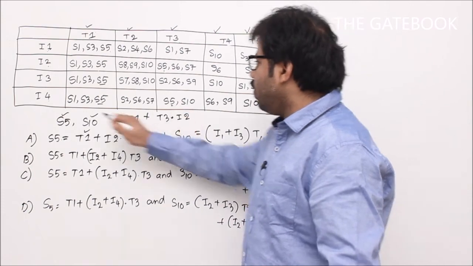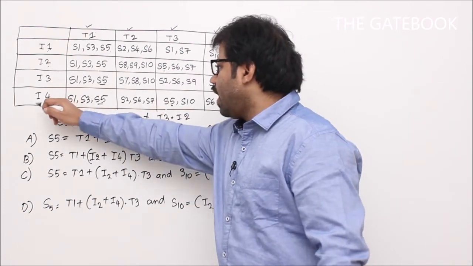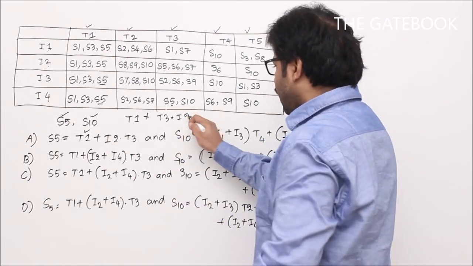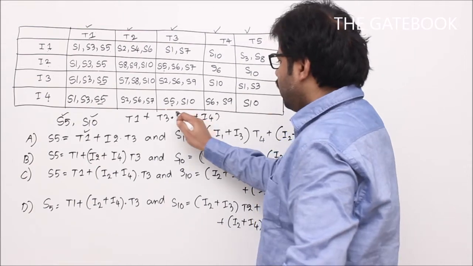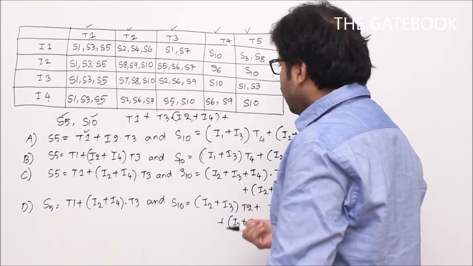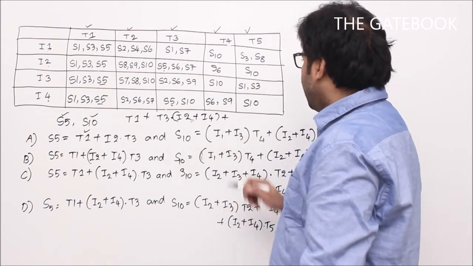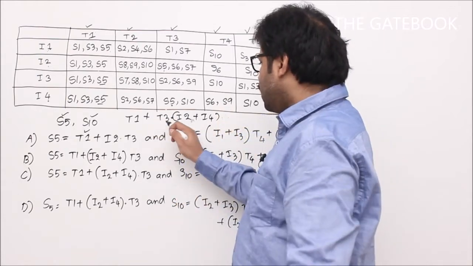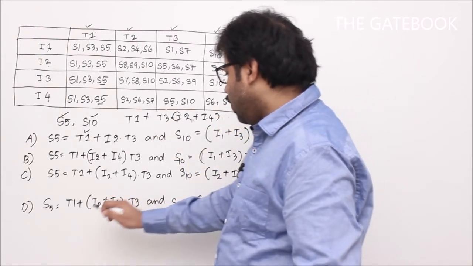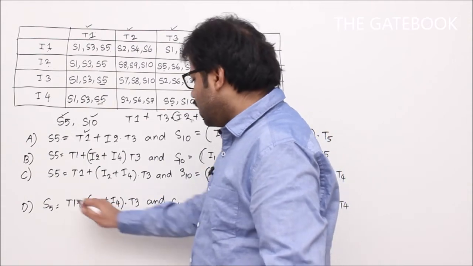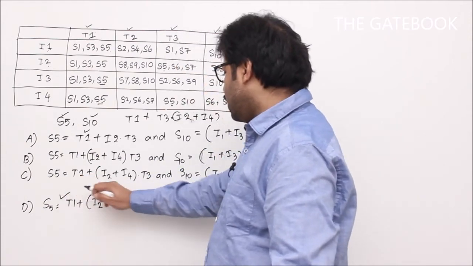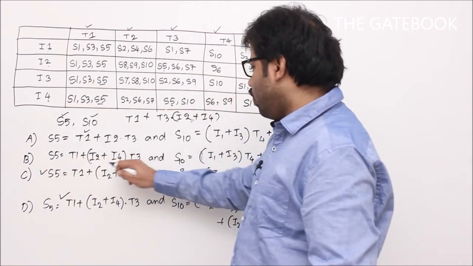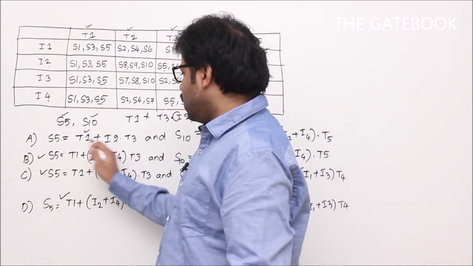S5 is active for I4 also. That's why T3 into I2 plus I4, I can write, correct? So it's a very easy problem. We just have to find where S5 is asserted. Anything else? No S5, no S5. Finally, the answer for S5 is T1 plus (I2 plus I4) into T3. T1 plus I2 plus I4 into T3, this might be the answer, but this one cannot be the answer.